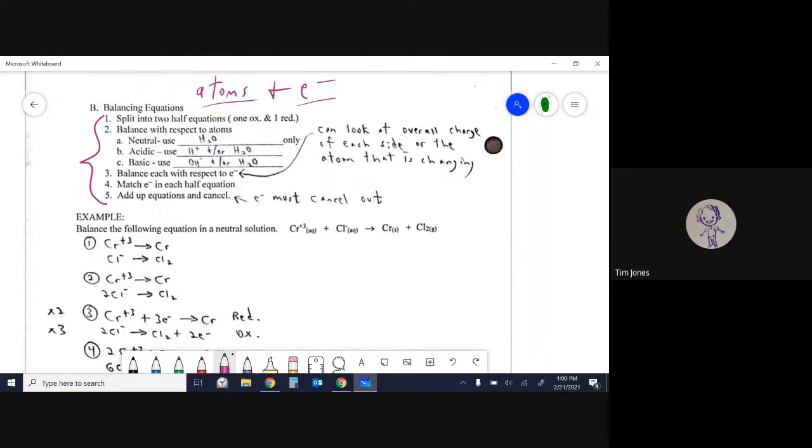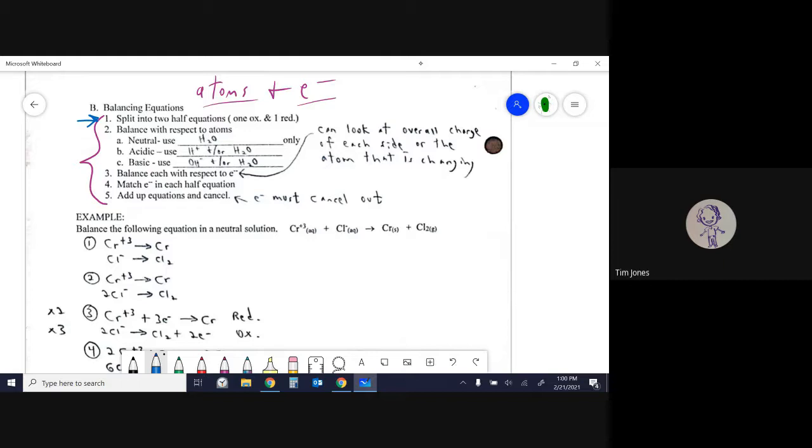First, split into your 2 half equations. One of them will be oxidation, one will be reduction. If you ever write your 2 half equations and you have 2 oxidations, you're wrong, and if you have 2 reductions, you're wrong. You have to be one of each.